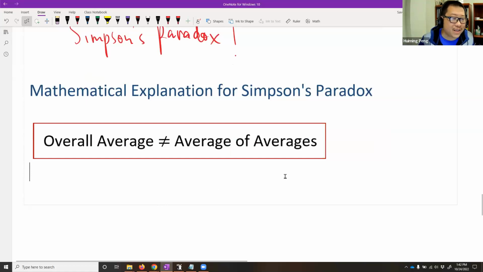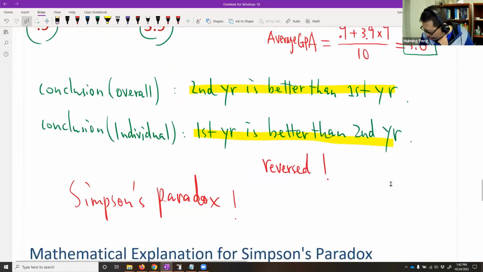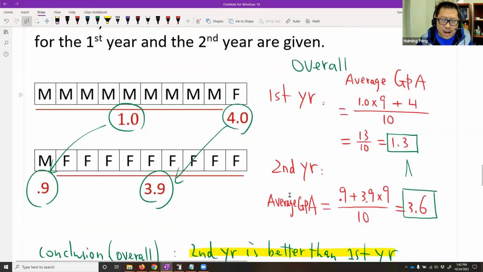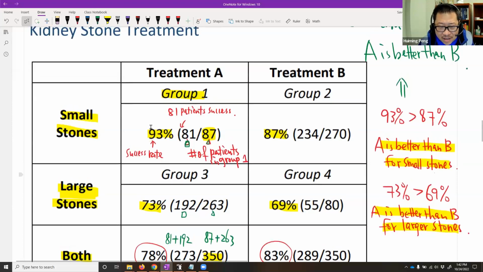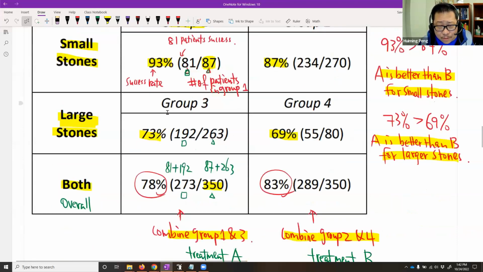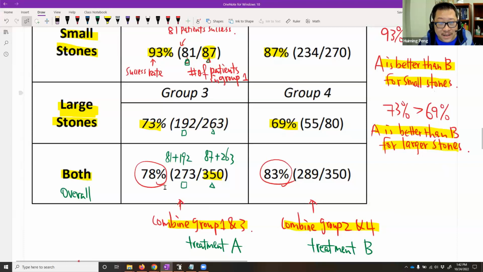The result is unbelievable. We still have one question not solved. How could this be possible? Back to here: this number is bigger than this number. This 73 is bigger than this 69. Why, when we put the two big numbers together, do I get a smaller number? 78 is less than 83. Similar for the other two. Is that possible in mathematics or in real life?